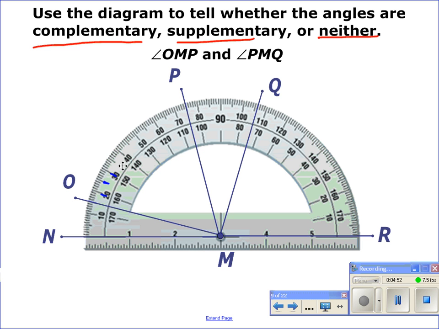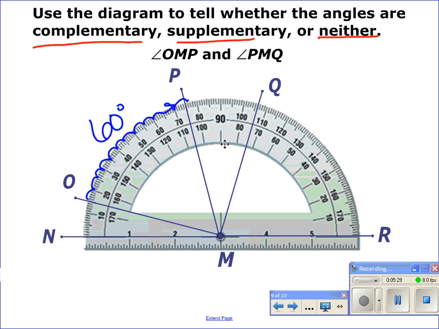Okay, so when you're measuring the angles, you can start off counting by 5s. Don't start here saying 5, 10. You have to start just like whenever you are on a coordinate plane. From here to here is 5, 10, 15, 20, 25, 30, 35, 40, 45, 50, 55, 60. So angle OMP is 60 degrees.